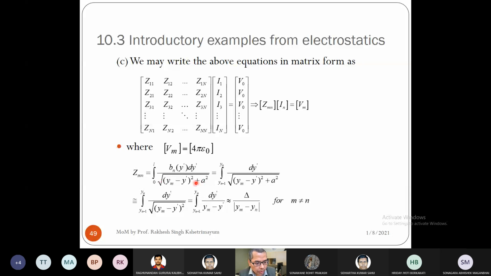And if you remember, at the beginning I told you that the radius of the cylinder A is very much lesser than the length of the cylinder L. L is very much greater than A. And in that case, we can actually neglect this term here.